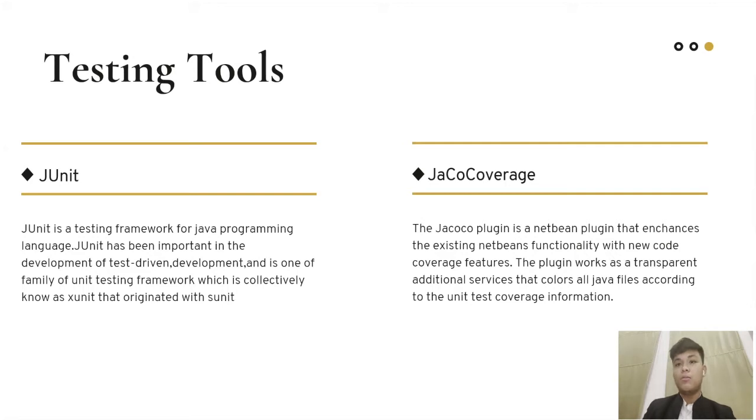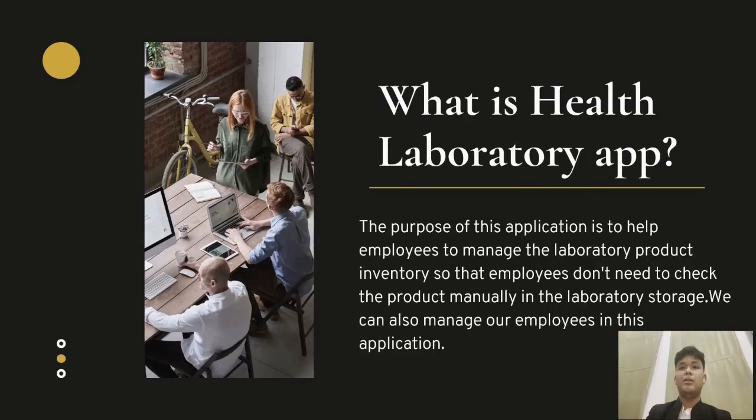The Jacoco plugin is a NetBeans plugin that enhances the existing NetBeans functionality with new code coverage features. The plugin also works as a transparent additional service that colors all Java files according to the unit test coverage information.